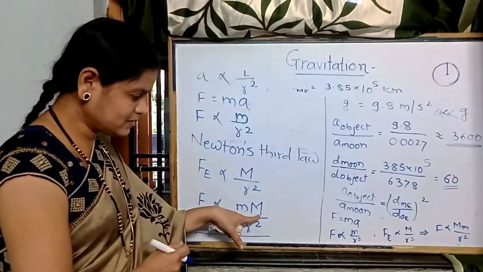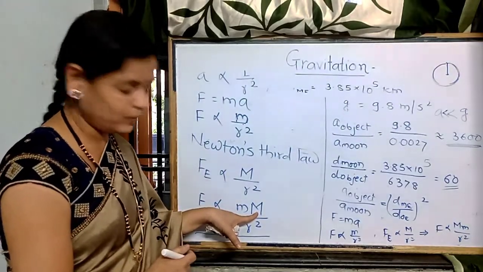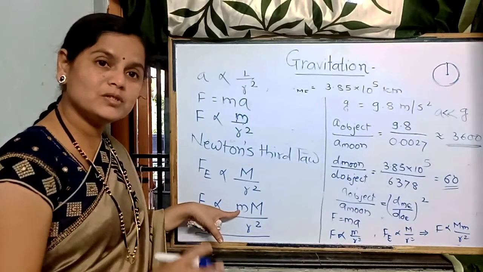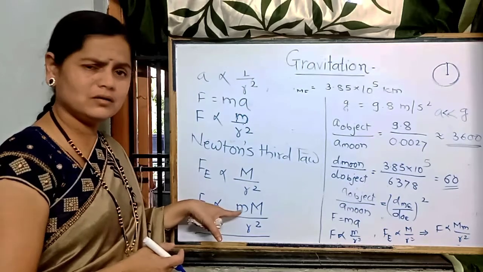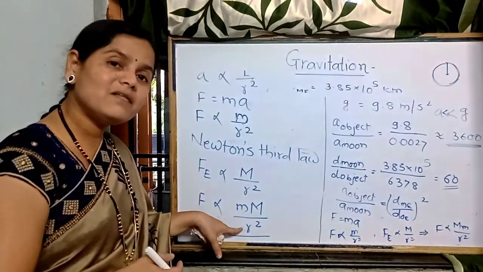Any two, means here earth is one, and the object of mass m is situated on the earth, or say at a distance r from the earth.